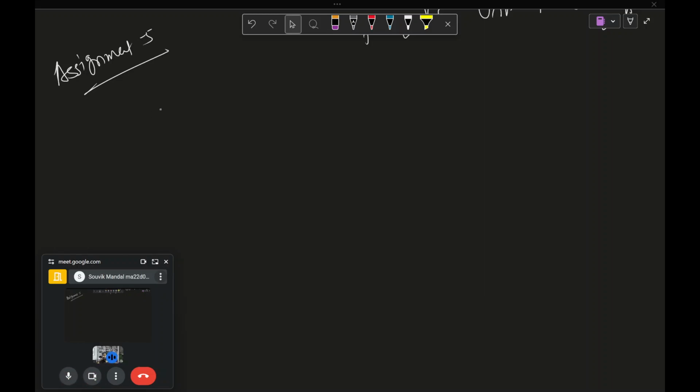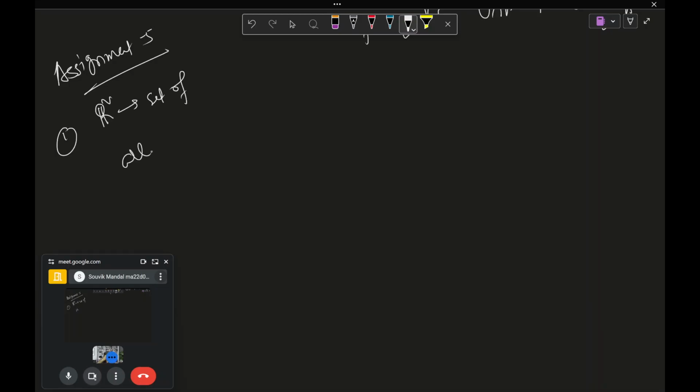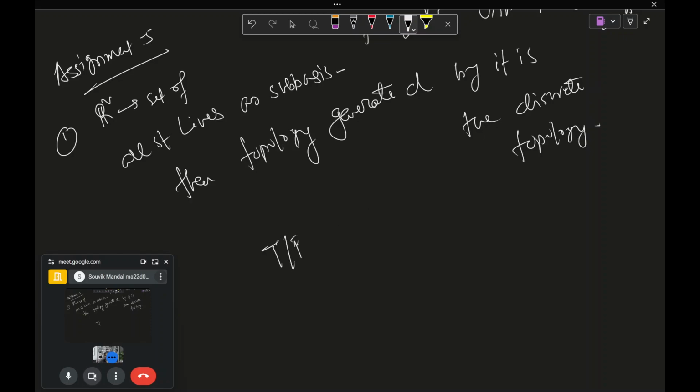So let's start asking the first part. So the first question is the following. Suppose we consider R2 and here consider the set of all straight lines as a subbasis. Then the topology generated by it is the discrete topology. So it's of course a true/false question. How to do it?